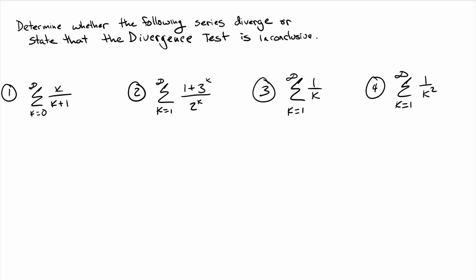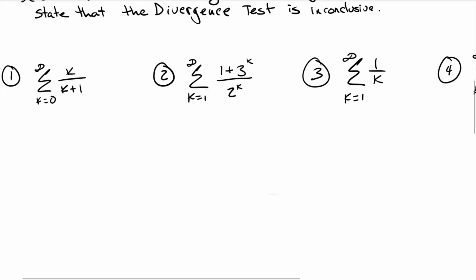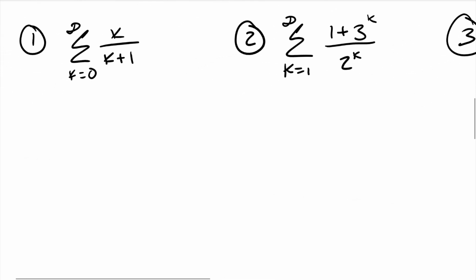Sorry for the noise. All right, so we're going to take these 4 problems and determine whether the following series diverge or state the divergence test is inconclusive. This is one of the most common misconceptions: the divergence test doesn't show if something converges. It shows if something diverges, goes to infinity or does not exist. So we have these 4 sums. Let's look at our first one.